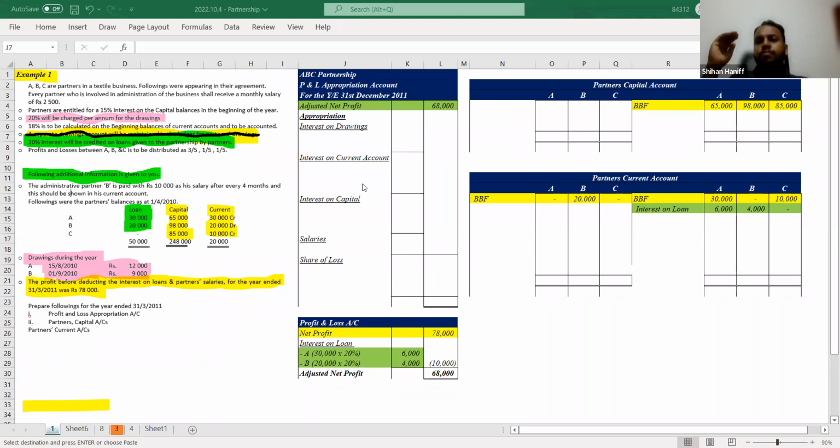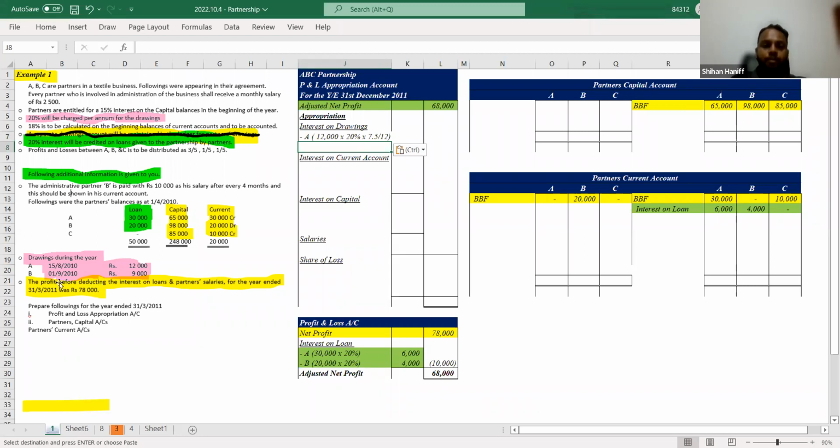15th of August means from August, September, October, November, December, Jan, Feb, March. 15th March, 7 months. So there is another 15 days, half a month. So 7.5 months. 12,000 into 20% into 7.5 months.